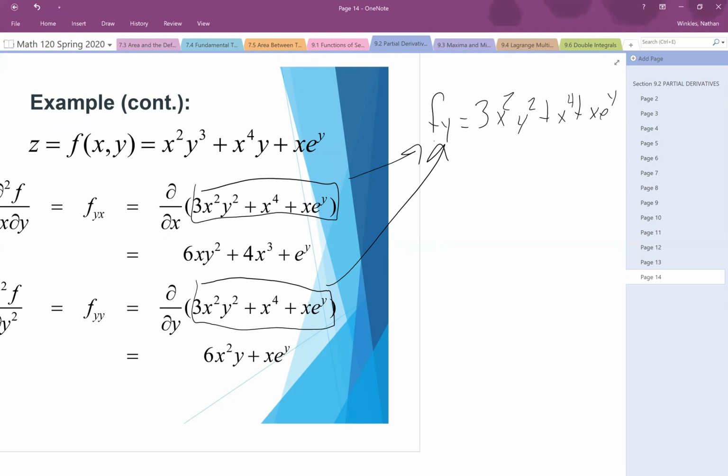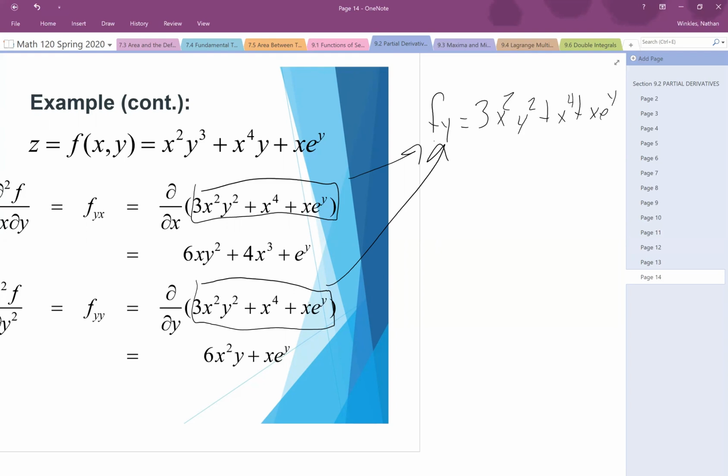For f sub yy, we get taking the derivative with respect to y of our f sub y. So we get 6x squared y plus x e to the y. The derivative of x to the fourth is a constant, so it's 0. So therefore, that would be our four second order partials.